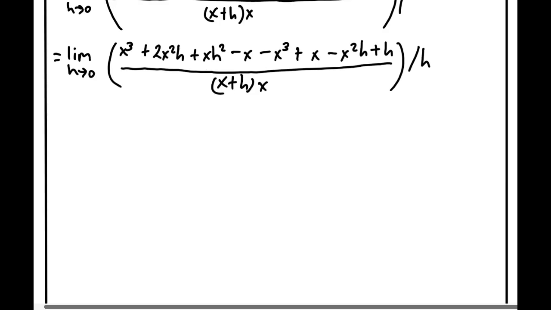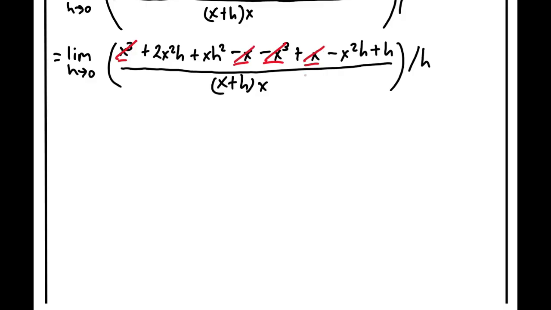Now, at this point, we have to cancel out like terms. So we have x cubed here, and we have negative x cubed. So these two cancel. We have negative x here, and we have plus x here. So these two as well cancel. What else can we cancel out? Well, we can't cancel this one, but we have 2x squared h, and we have negative x squared h, so we can put them together.